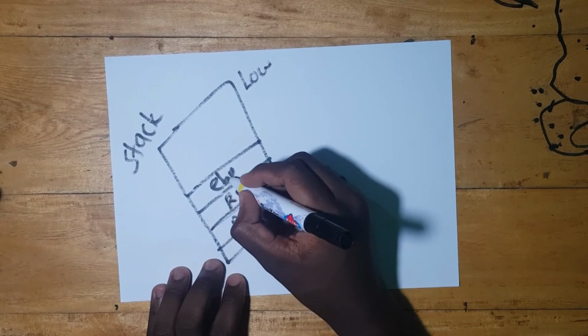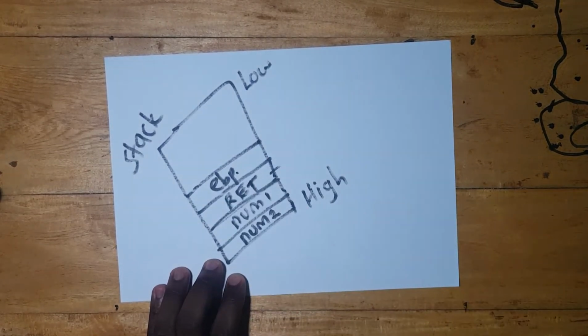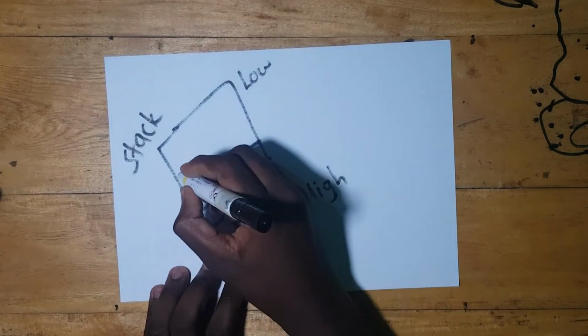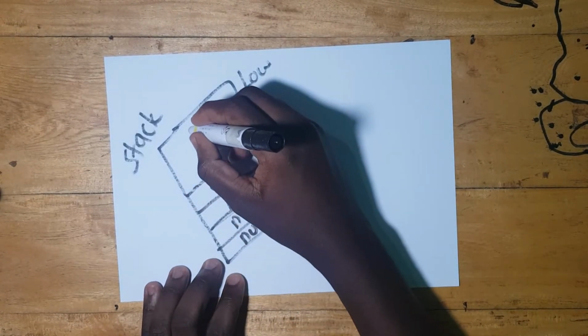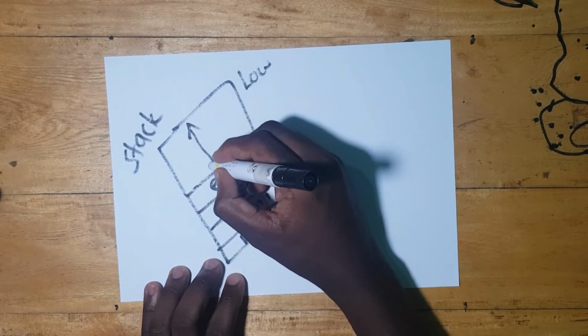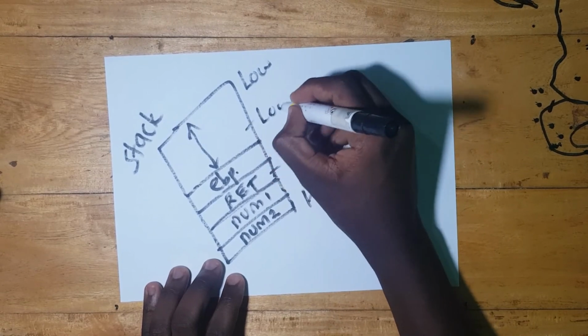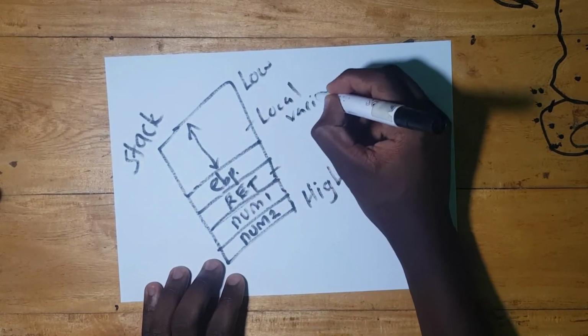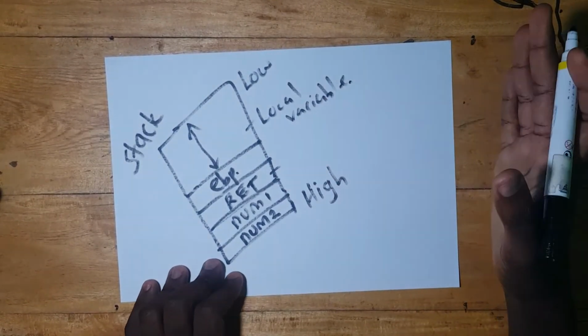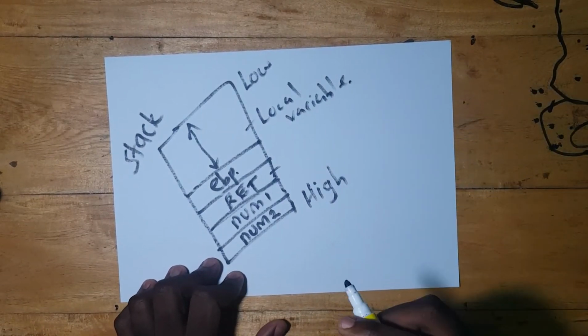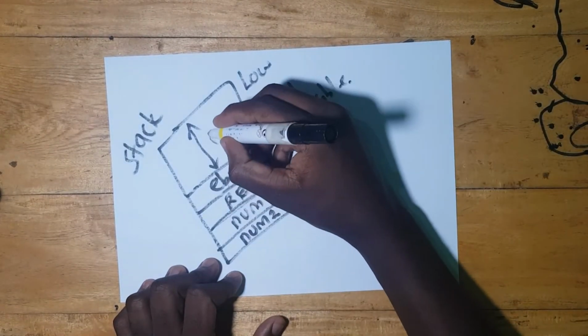So after the EBP has been pushed and the ESP has been copied into the EBP, then space is created for the local variables of the function in question, right? So in our program, we only had one variable, which is result.